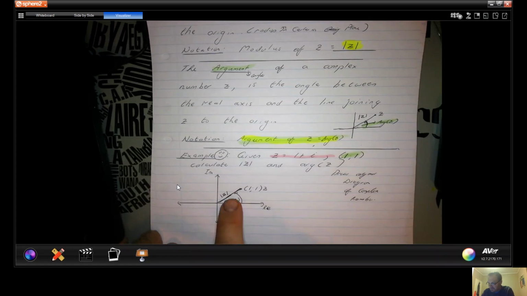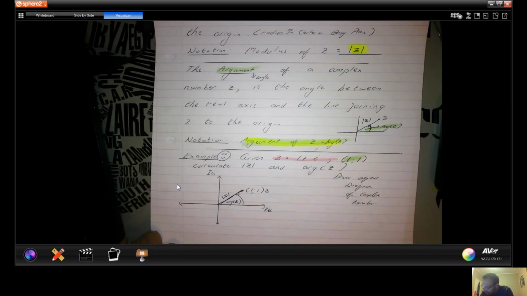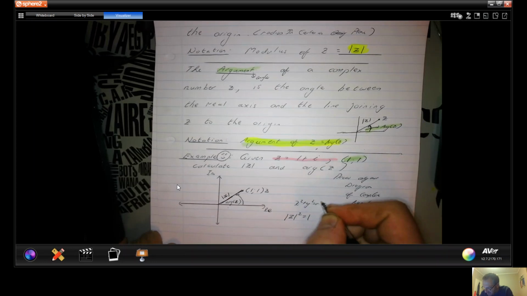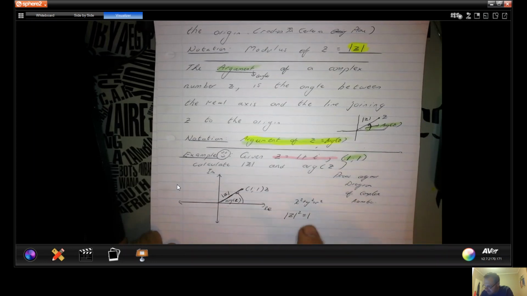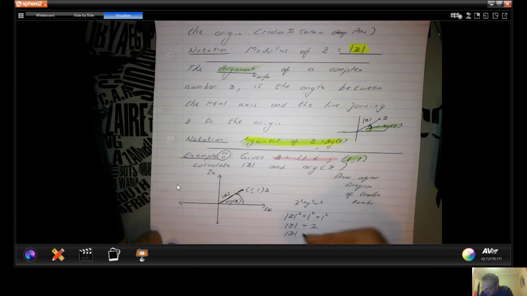From all the trig we've been doing, what's the relationship between these things? x squared plus y squared is equal to r squared. You can start off by writing x squared plus y squared is equal to r squared; you're not going to be penalized. So mod z squared is going to be equal to 1 squared plus 1 squared, so mod z squared is equal to 2. So the modulus of z is going to be the square root of 2.